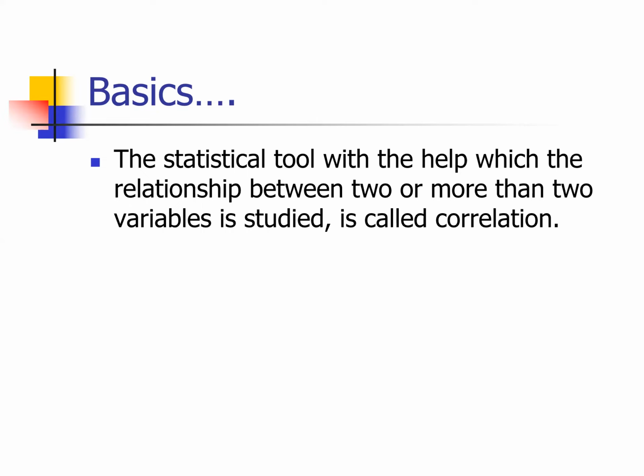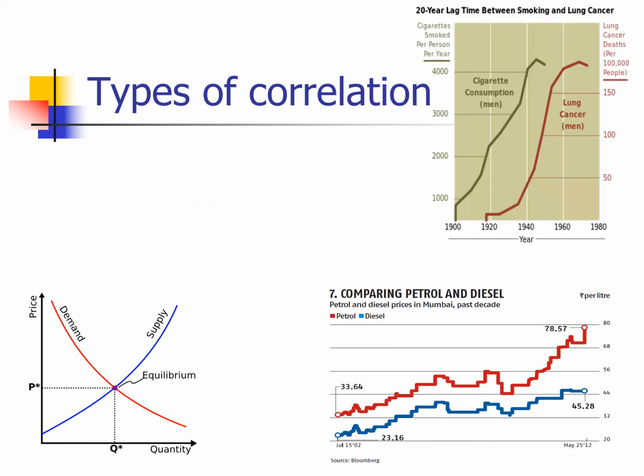Such a numerical relationship between the two variables is indicated by the measure called coefficient of correlation. And this measure is indicated by R, and the value of R gives the strength of the relationship and the direction. Now let's study certain types of correlation.